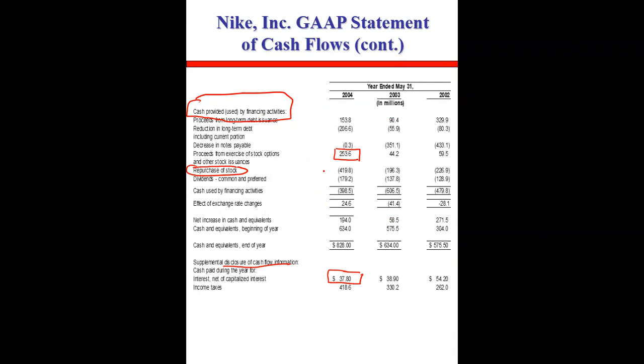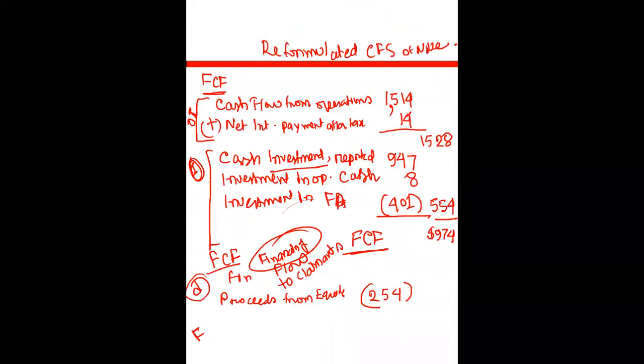According to our equation, it should be added. Okay. So let me take you to that part. Repurchase of stock. How much? 420.